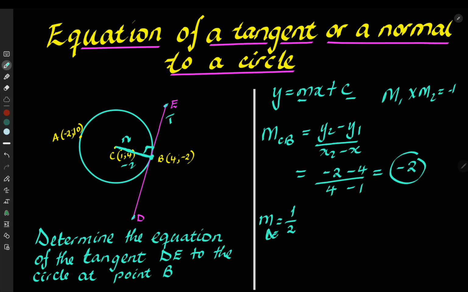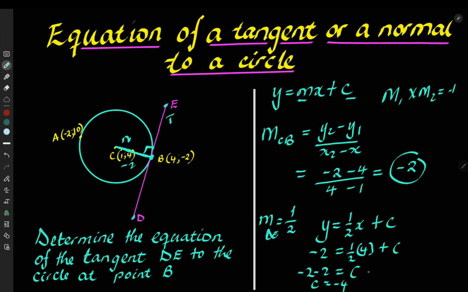So once we have that gradient, now we can punch in y equals mx, that will be a half x, then plus c. And we can substitute these coordinates. So for y, we put negative 2. Then for x, we'll put in a 4. So then plus c. And that will be simplified further to be negative 2 equals 2 plus c. Then that will become, the 2 moves across, negative 4. So our c value is equal to negative 4. And then therefore the equation of the tangent will be y equals a half x minus 4. And there you go, you have got the equation of the tangent.